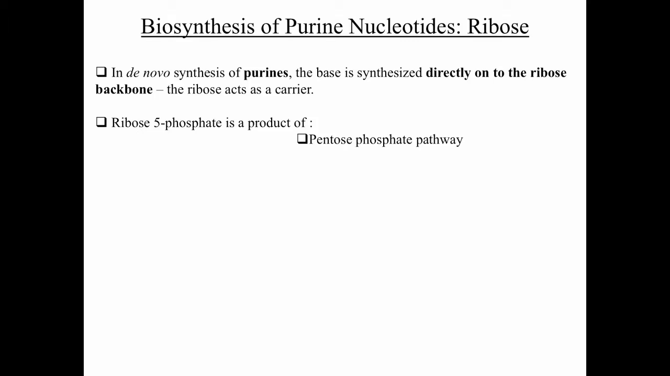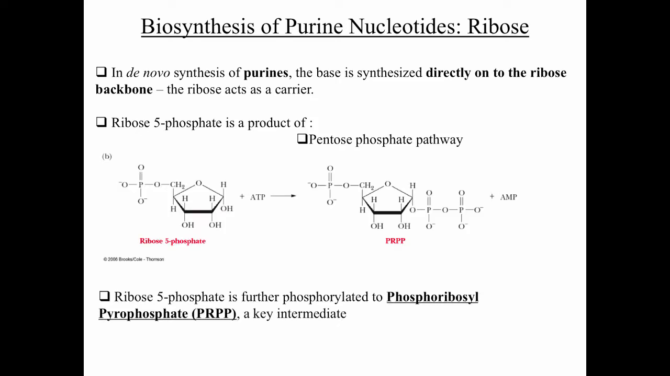It's made under the fed state in response to lots of glucose being around in the body. If there's lots of glucose around in the body and you have lots of ribose 5-phosphate, then that's a signal to the cell to say, hey, lots of nutrients around. Why don't we grow and replicate and divide? So we're going to need more nucleotides.